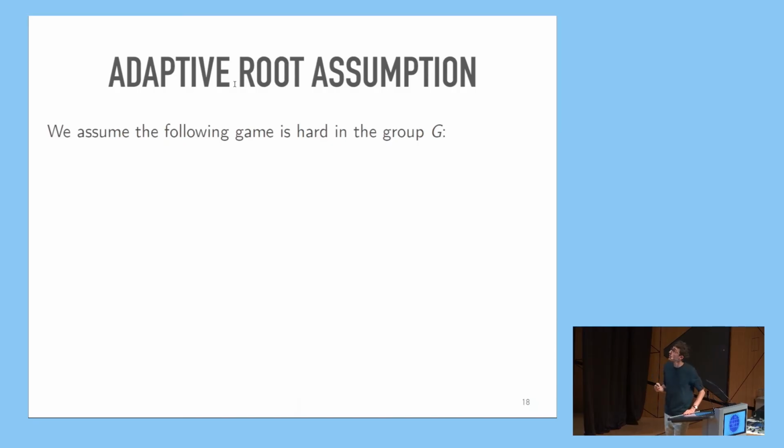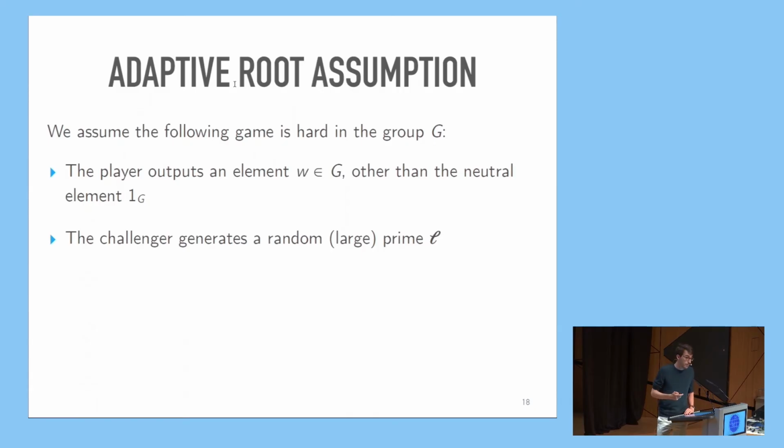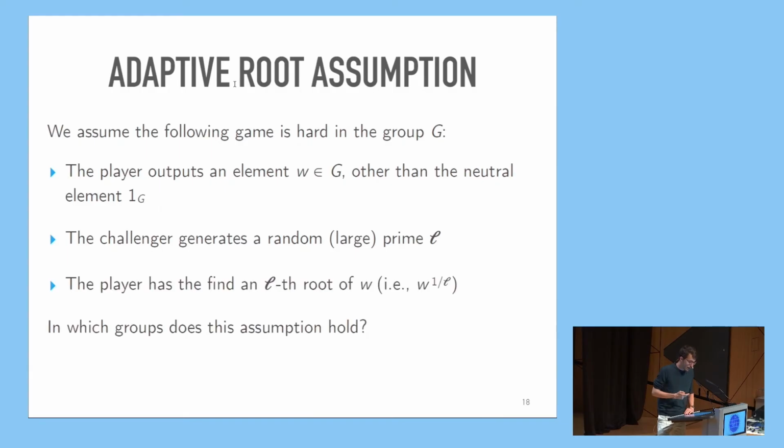This is what we call the adaptive root assumption. It's a game that's supposed to be hard in a group of unknown order. The adaptive root assumption holds in a group G if the following game is difficult. The player outputs an element w, which is not the neutral element of the group. Then the challenger generates a random prime number L. And then the player has to find an Lth root of w, so w to the power 1 over L. The question now is, in which groups does this assumption hold?